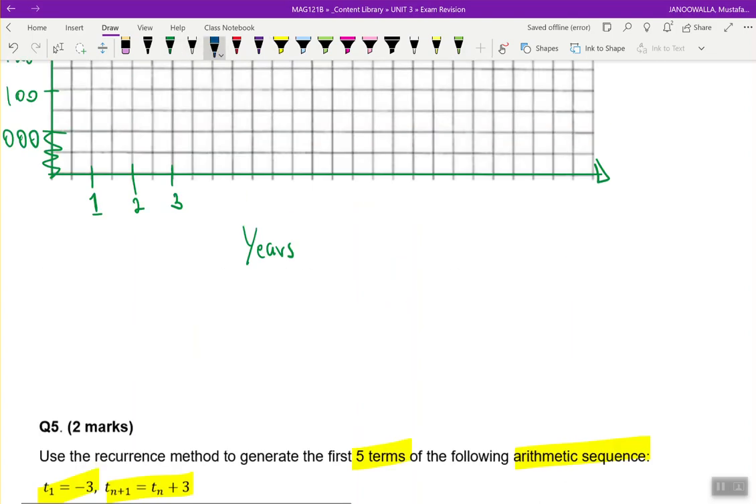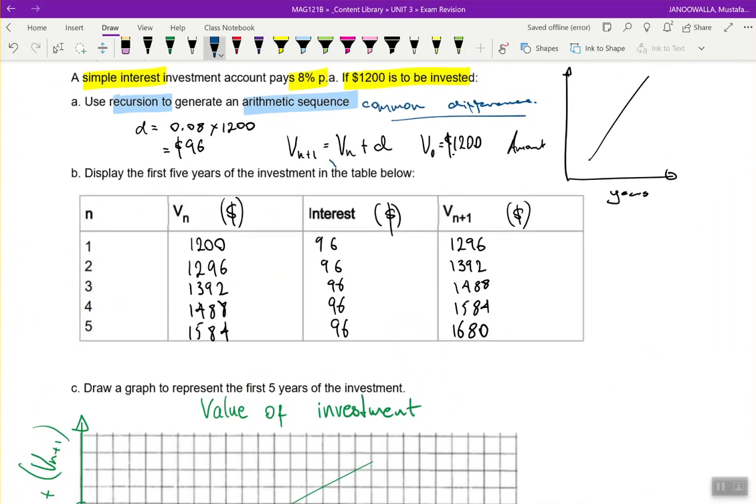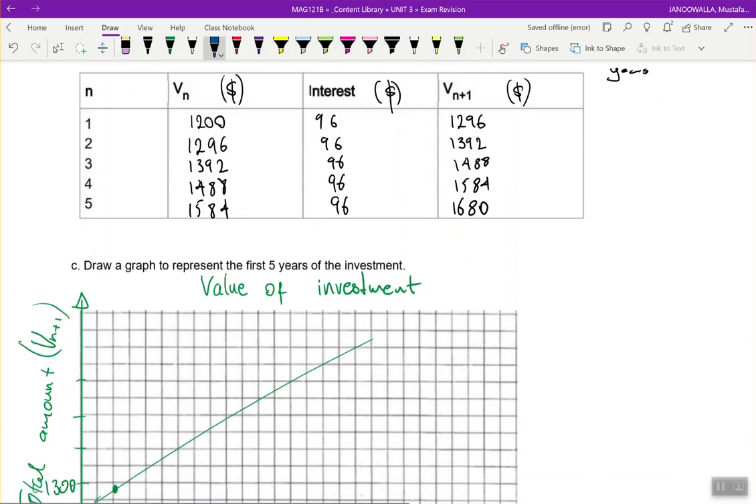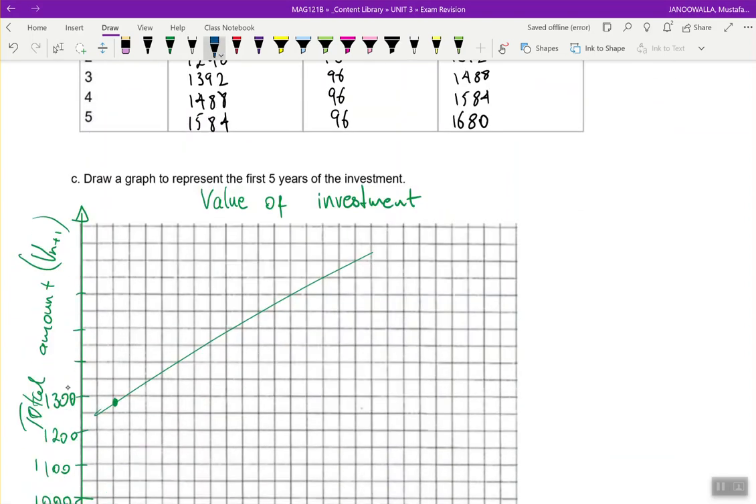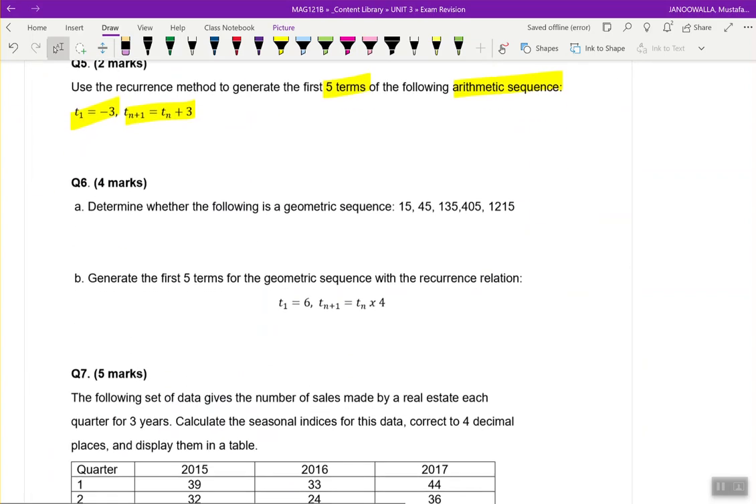Before I go on, if you were watching the previous video, I did not complete this. This should be Vn plus 1 equals Vn plus common difference 96. Also, if I'm going up in hundreds, I should finish at 1700 because my largest number is 1680. Okay.